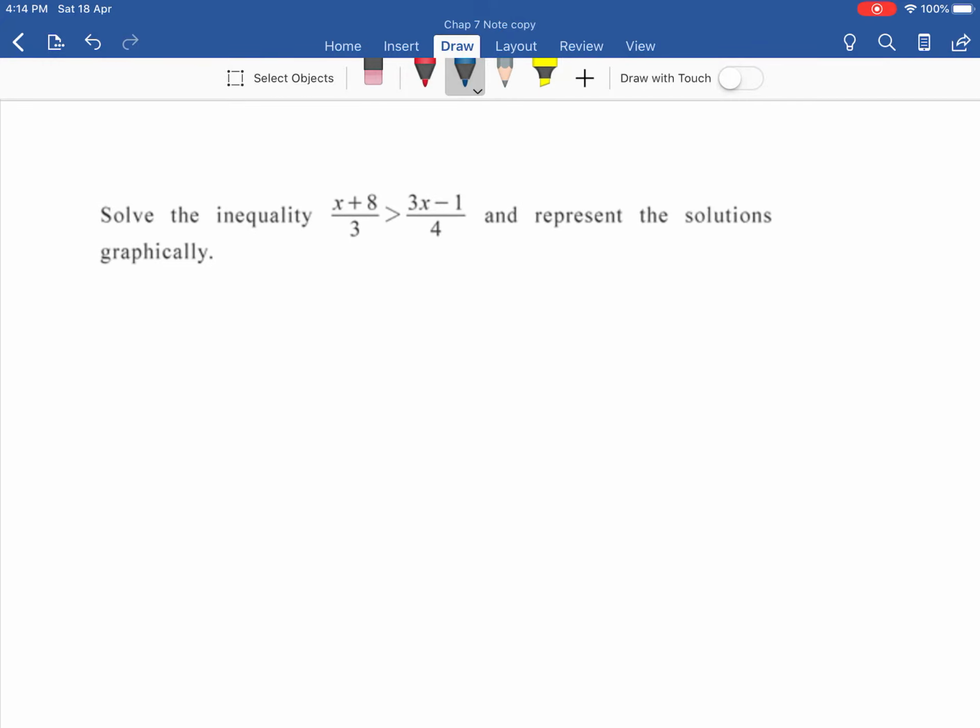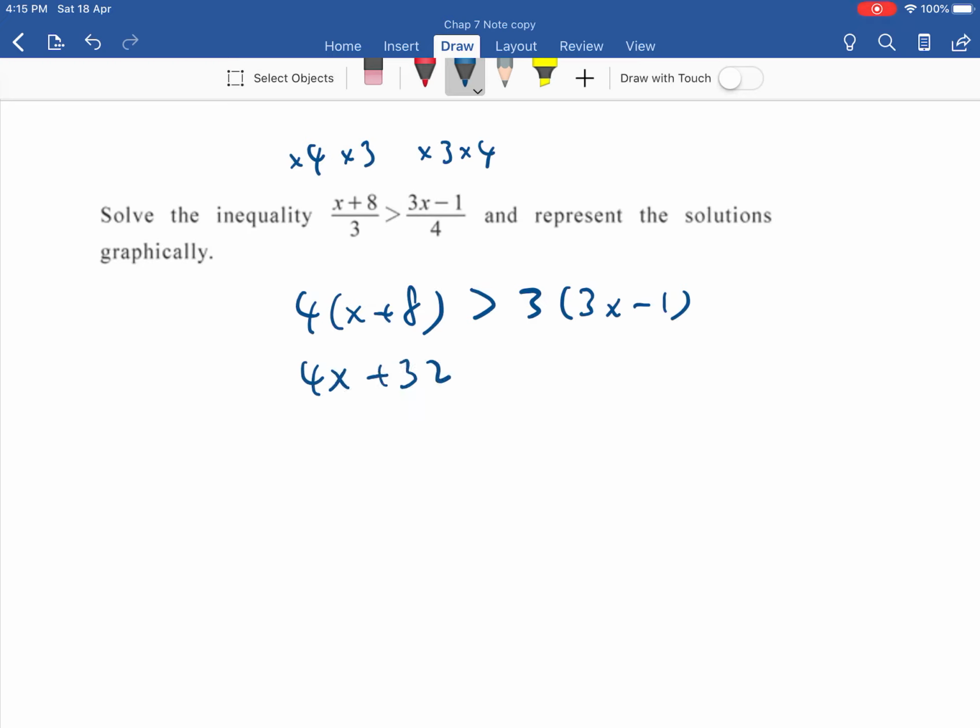Now we look at a few more examples. Here, you are going to multiply by 4 and 3, the cross-multiplication method. 4x plus 8, 3x minus 1. You just multiply the inequality by 4 and by 3, which is 12, a positive number, so you don't have to change the inequality sign. Then the rest is very simple. 9x minus 3. Here you can put minus 5x is greater than minus 35.